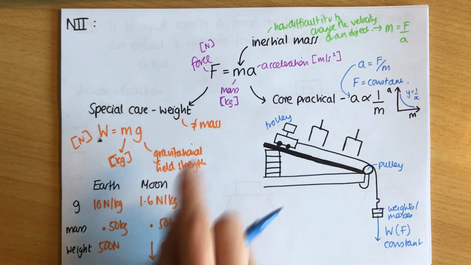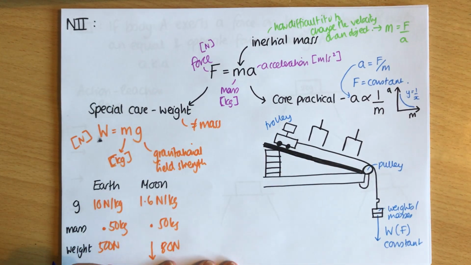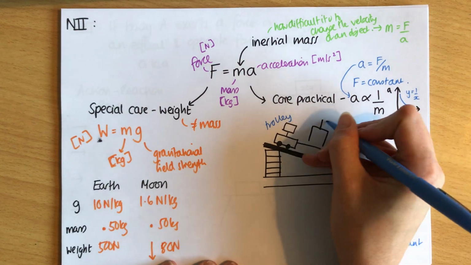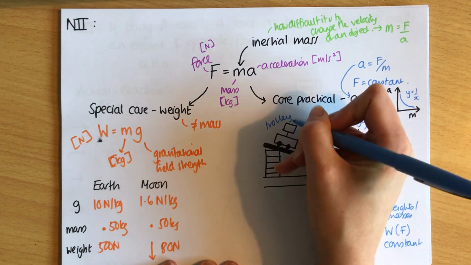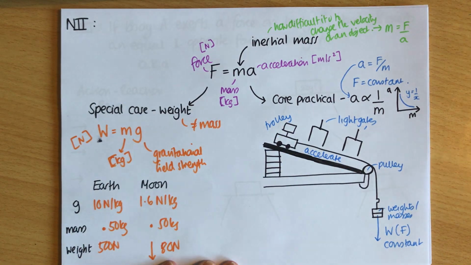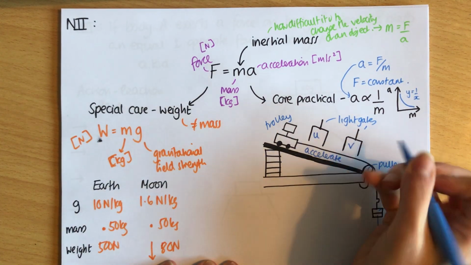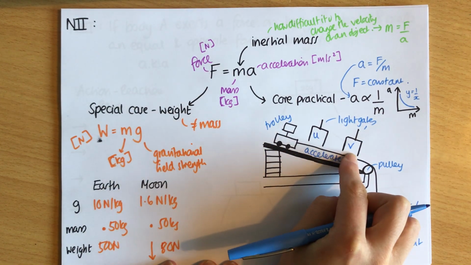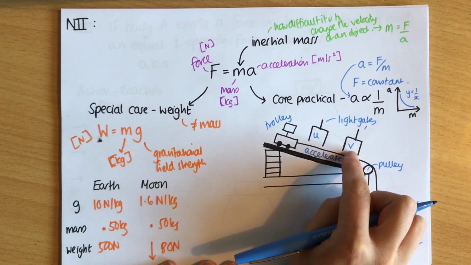Now the trolley will accelerate, it will speed up as it goes between these two light gates. Okay, so these are light gates. And the trolley will accelerate as it travels down the slope. And I'll talk about what the slope's there for in a moment. As it goes through the first light gate and the second light gate, the speeds will be different. So this will be the initial speed, u, and this will be the final speed, v.